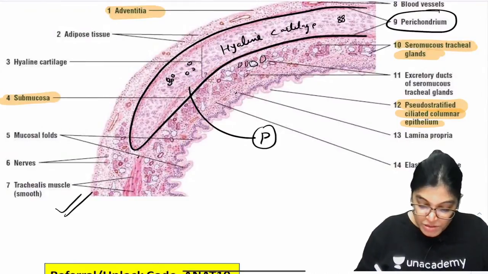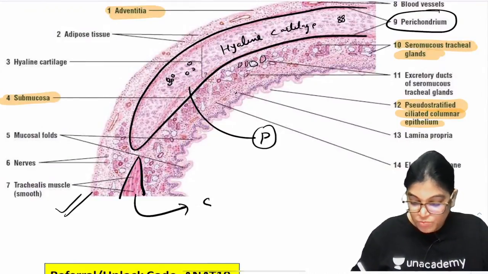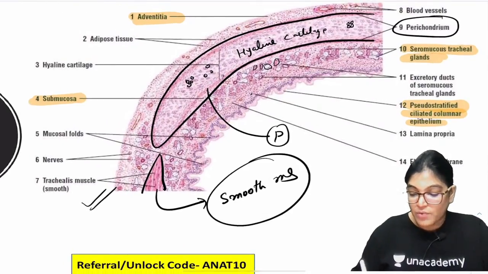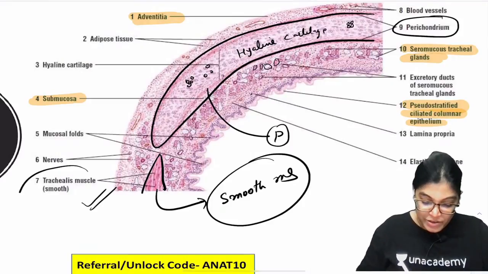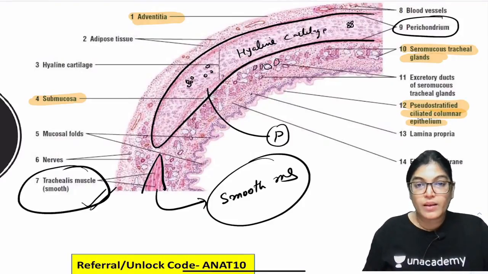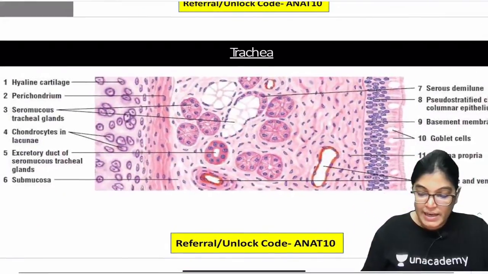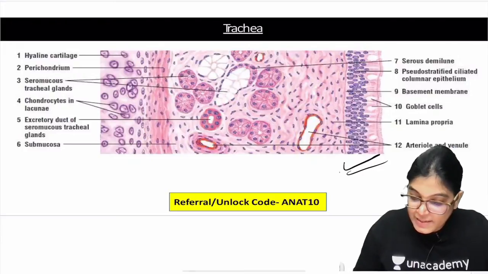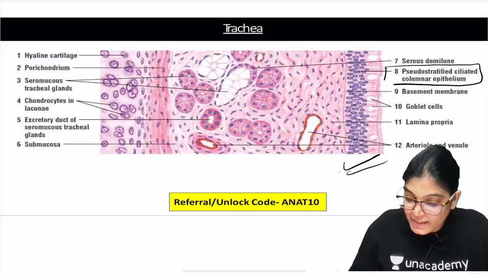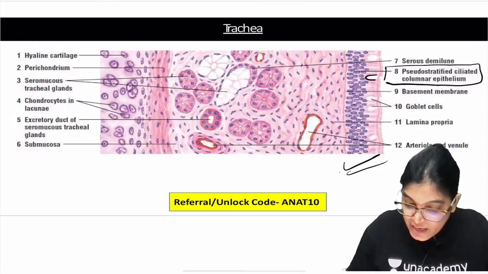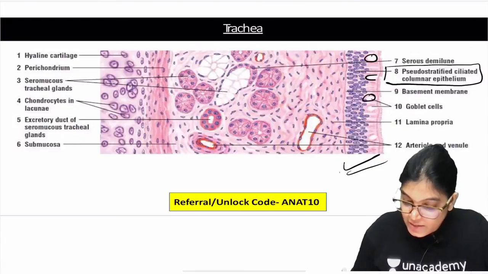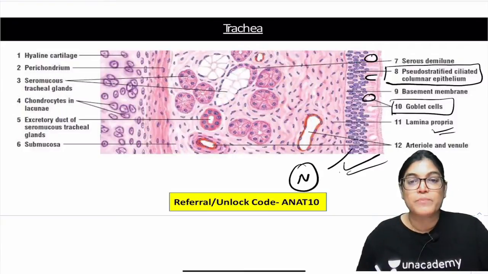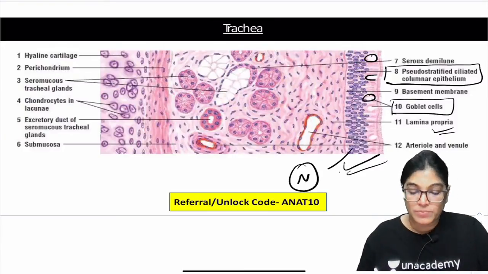Mucosal fold, and posteriorly the cartilage is connected by this smooth muscle. So what I told you, posteriorly there is discontinuity in the ring of the hyaline cartilage, and this is connected by trachealis smooth muscle. So write down this. Again, this is the high power view so that you can understand. Very nicely you can see the pseudo stratified ciliated columnar epithelium. This whitish structure is all goblet cells, lamina propria. These are the nucleus which is towards the base at different positions.